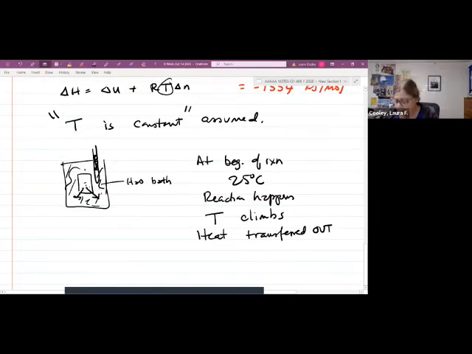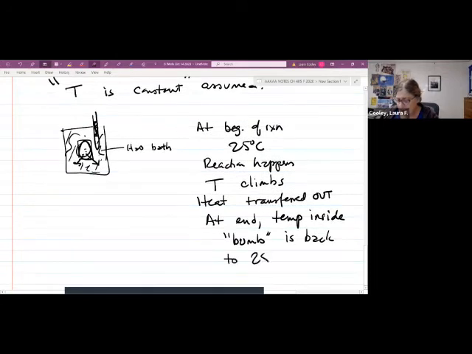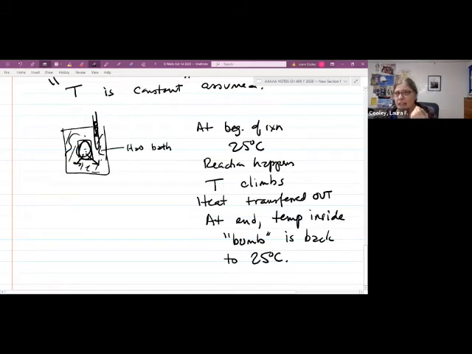And then at the end, the temperature inside what we call the bomb, the sample compartment here, is back to 25. So that's really all that the internal energy cares about, that the temperature went back to what it was at the beginning. Okay, so there is a change in temperature, but by the end of the reaction, the temperature is back to what it was before. There's no overall change in temperature. The temperature doesn't lead to a change in the internal energy because it goes back to where it was before.